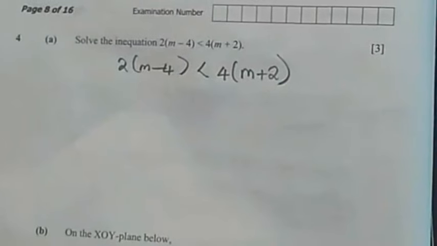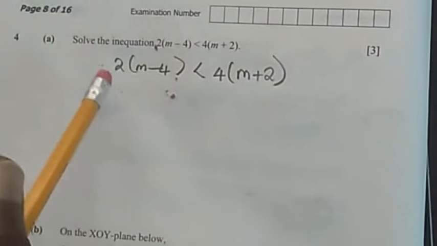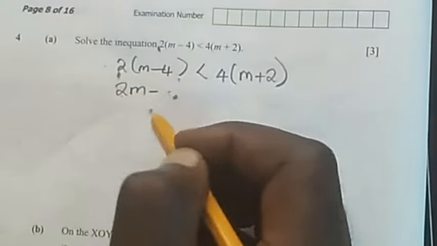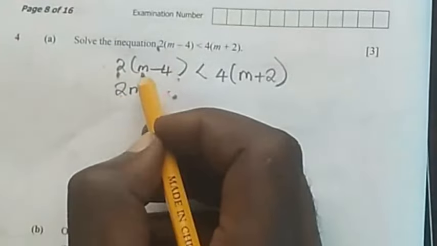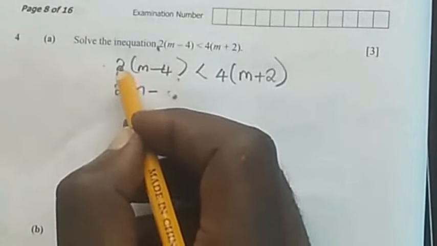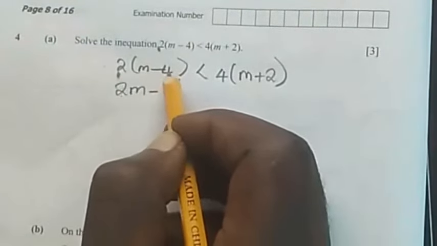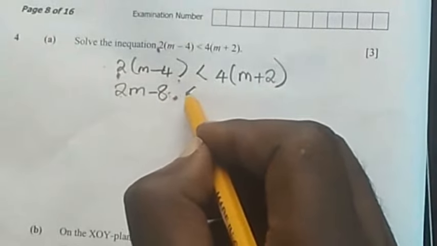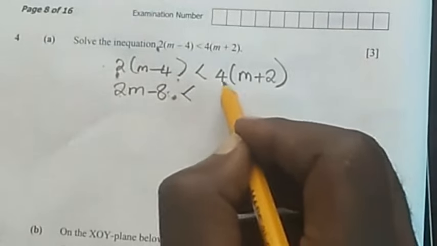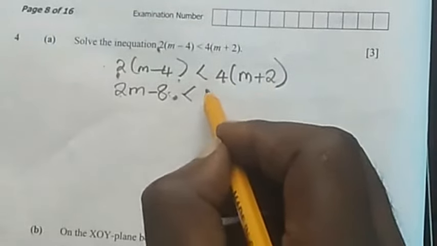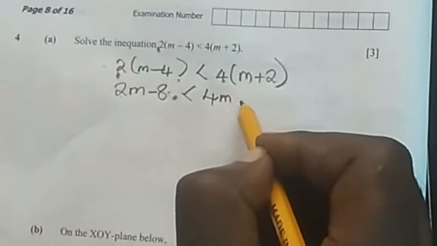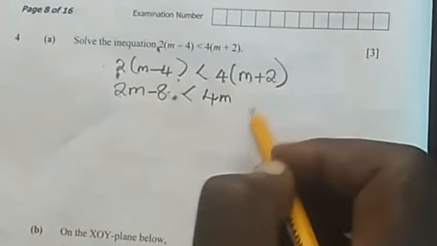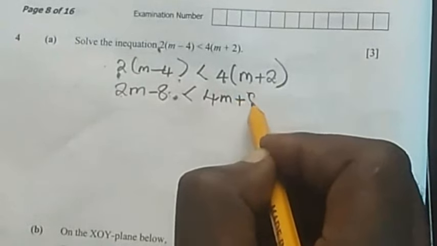Okay, so what we're going to do first is expand this. We are going to have 2 multiplied by m, which gives us 2m, then 2 multiplied by negative 4 gives us negative 8, so minus 8. Which is less than 4 multiplied by m, which gives us 4m, then 4 multiplied by 2 gives us 8, so plus 8.